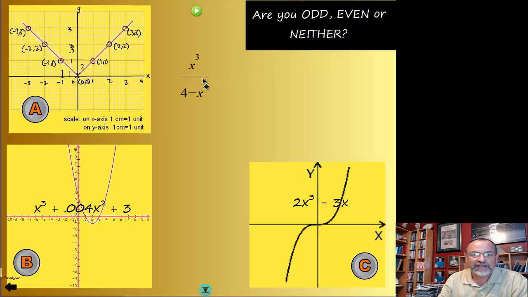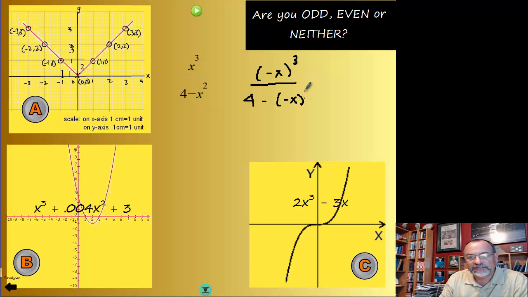All right, let's do one more, and then hopefully you'll have the idea. So we're going to put in negative x. So we're going to put in negative x cubed over 4 minus negative x squared. What are we going to get? So the negative x cubed ends up being negative x cubed up here, and then this is 4, and then negative x squared, that's going to be 4 minus x squared.